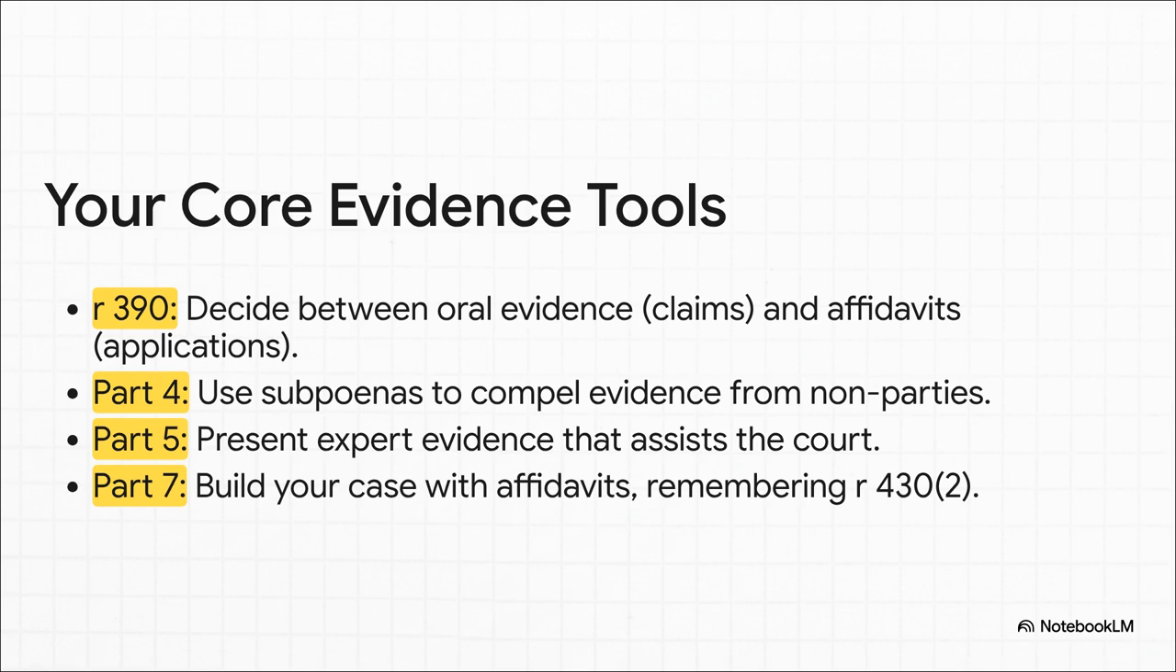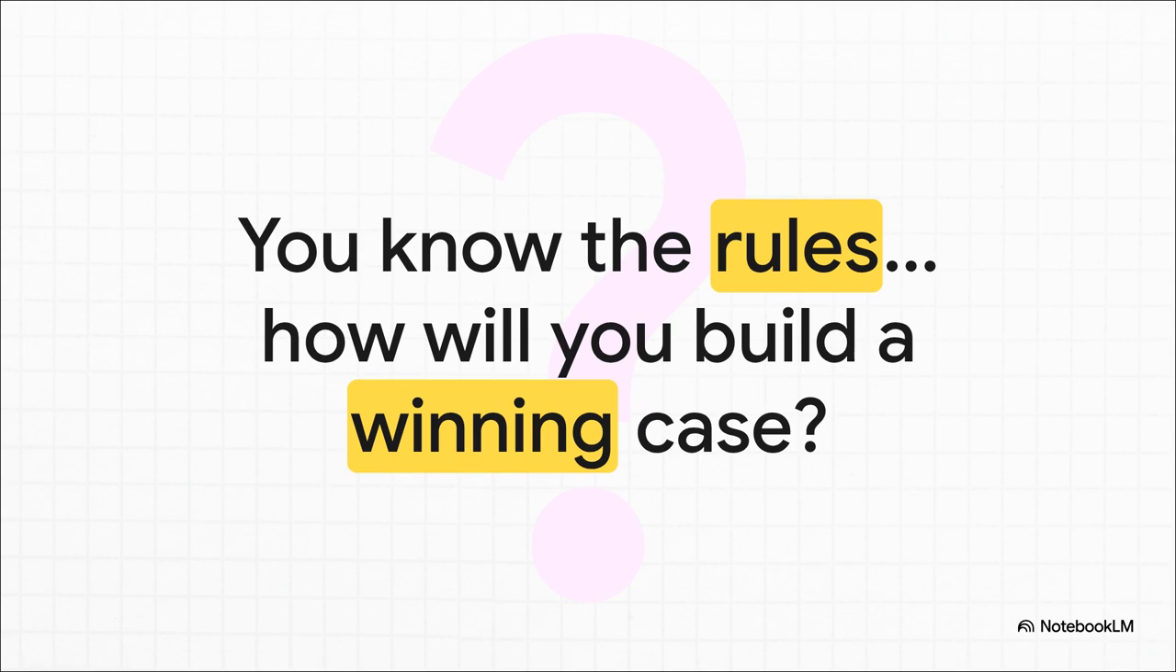You start with that foundational choice under Rule 390. You use your power tool, the subpoena, to reach out and grab what you need. You wield the specialist's scalpel of expert evidence with real precision, and you build your case with rock-solid, perfectly drafted affidavits.